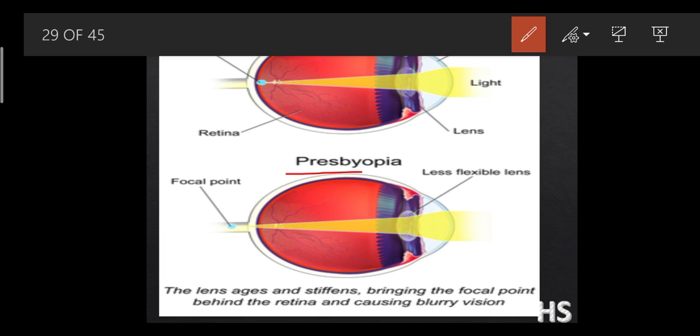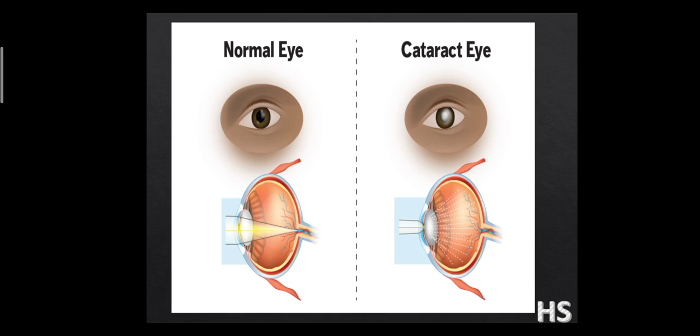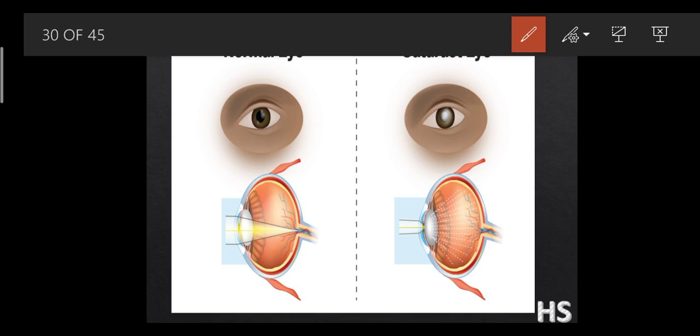And word pres means old, and opia means eye, related to eye. Visionary problems in the old age people. Presbyopia. Now the cataract problem. You have often seen these cataract problems in the old age people. See, cataract. This is a normal eye, and this is a cataract problem.